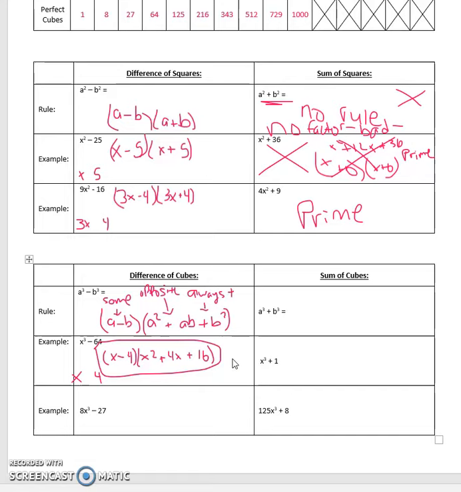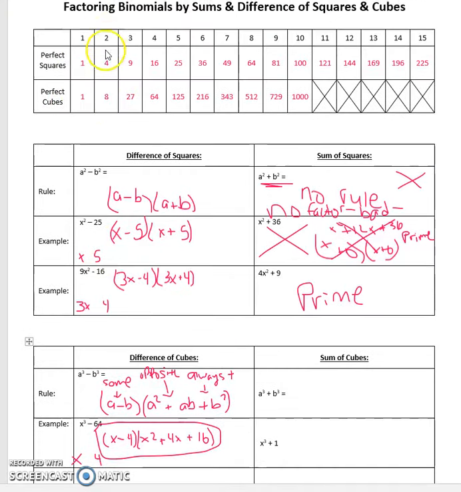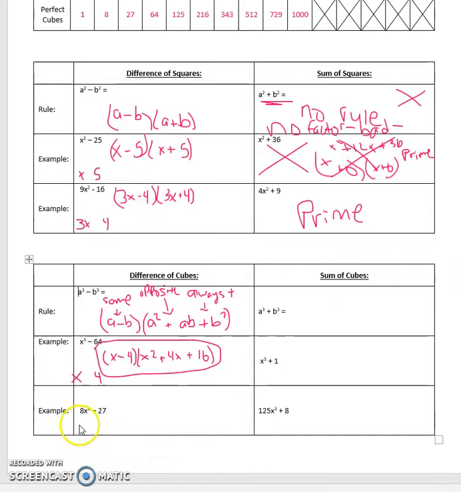Okay, so let's do the third example. We need to find A. A is not just 8x. Remember, we have to cube root the 8. So we go to 8 and it's 2. Okay, so A is 2x. The cube root of 27 is 3, so B is 3.